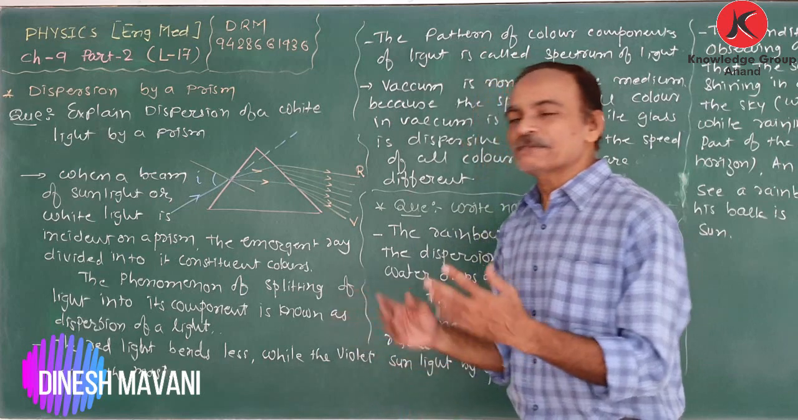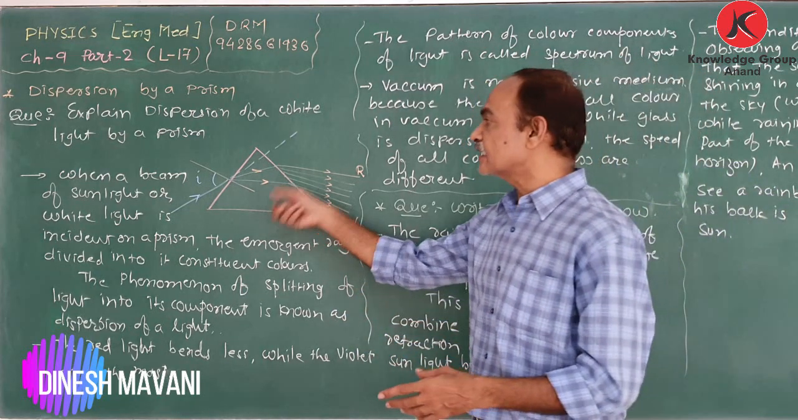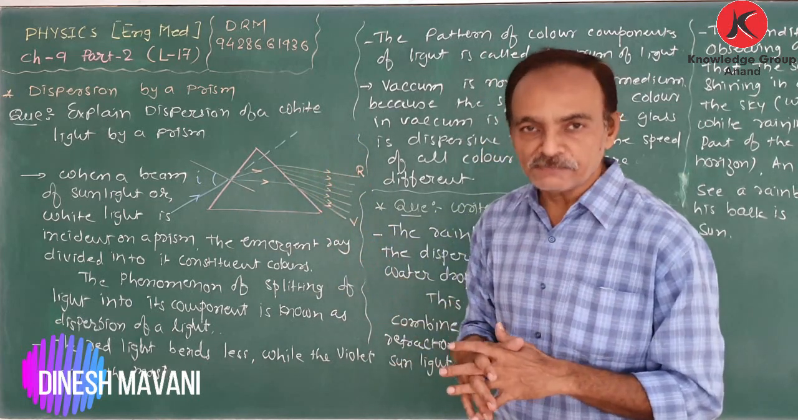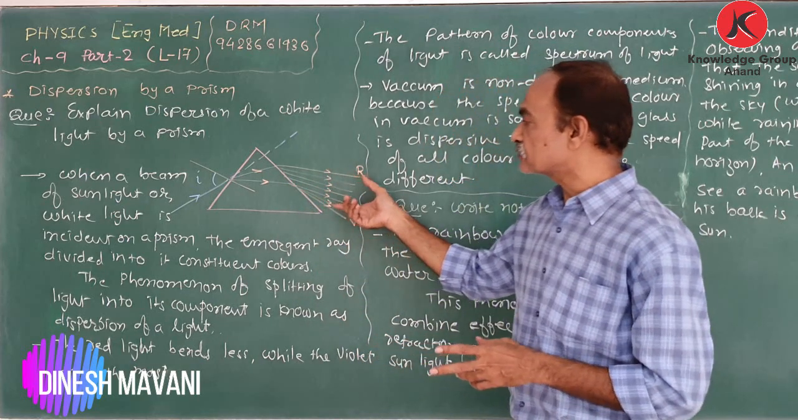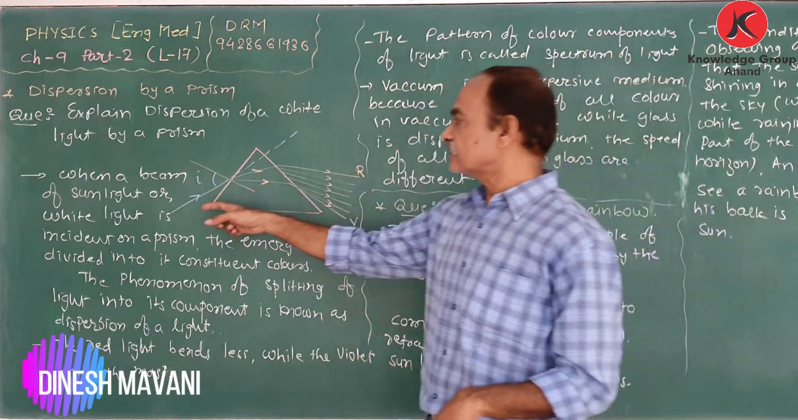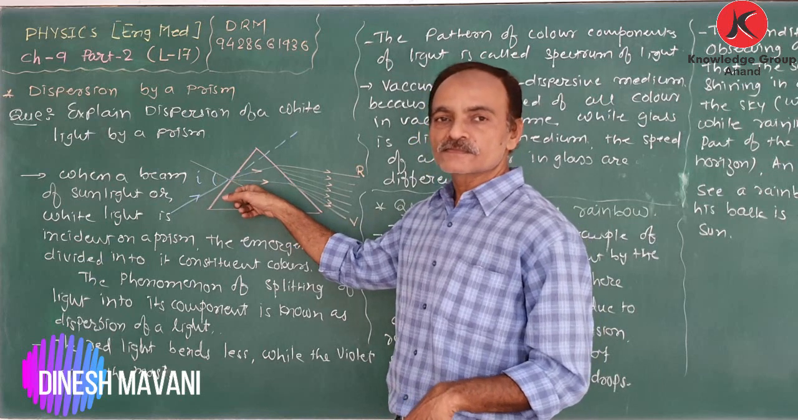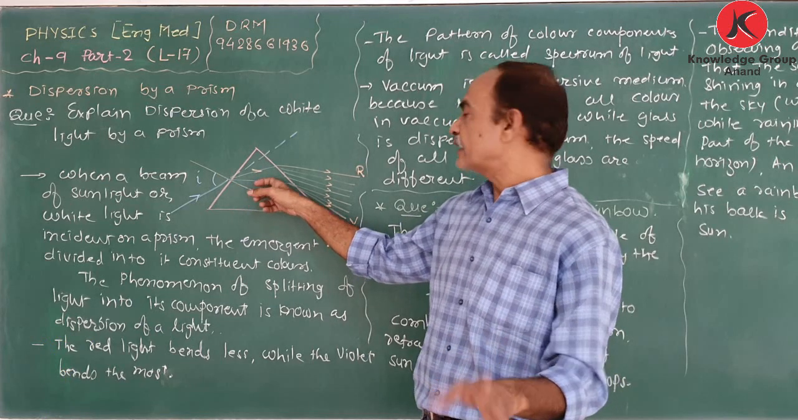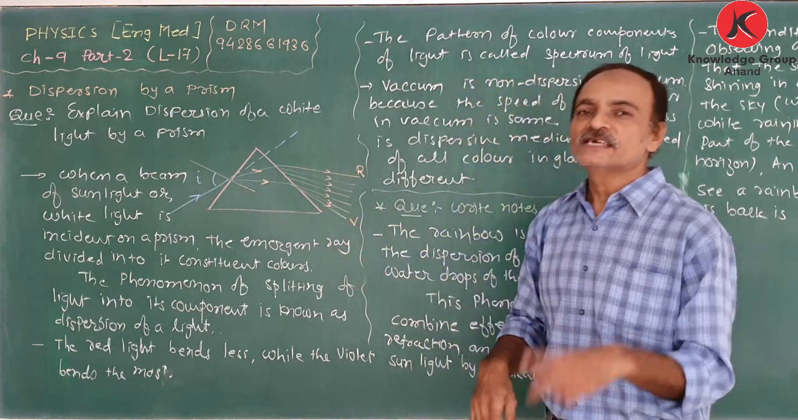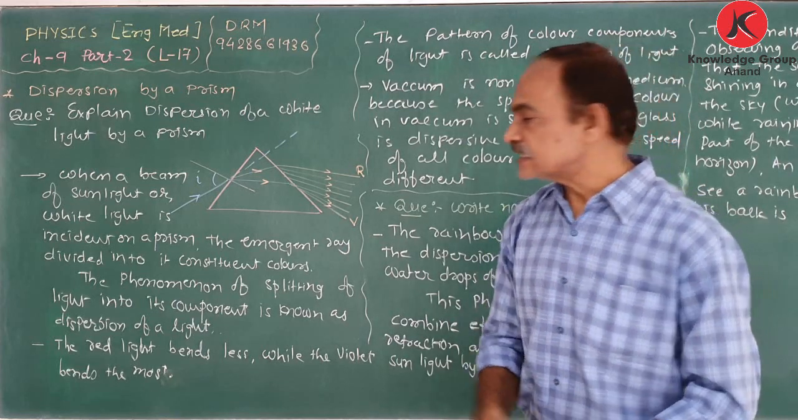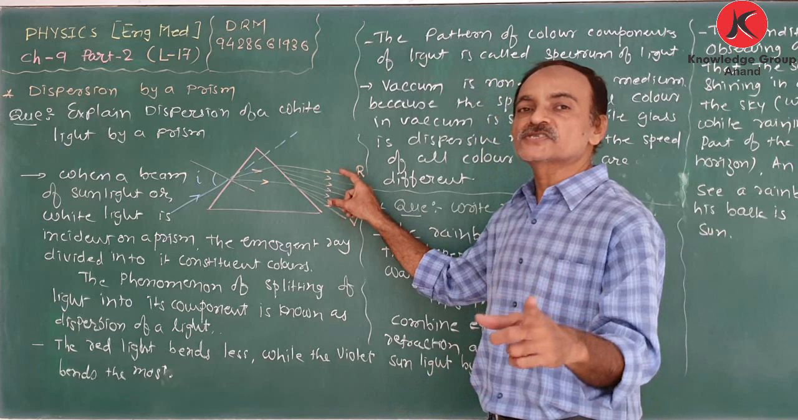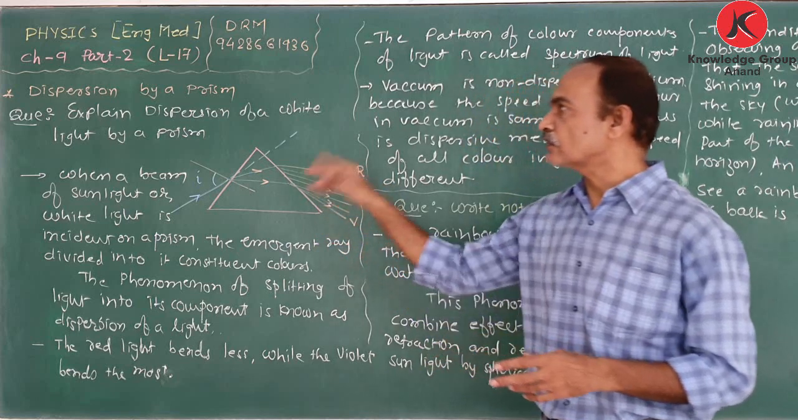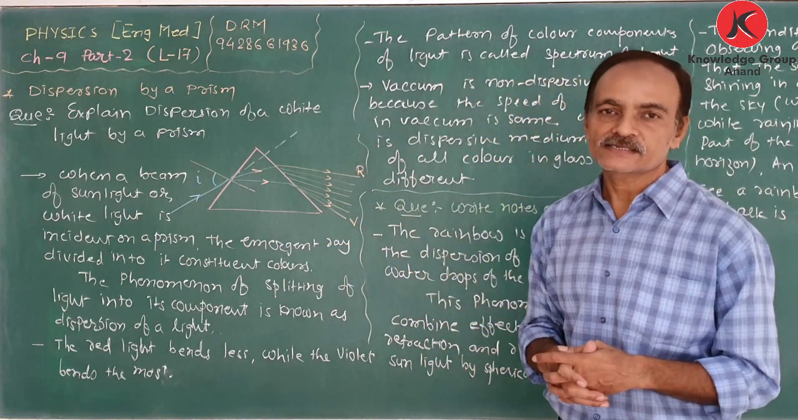Okay. So what happens when white light or sunlight is incident on the prism? The emergent ray is not a single light beam. It is divided into its constituent colors. When the white light or the sunlight is incident on a prism, it suffers the phenomenon of refraction, and whatever light emerges out from the prism is not a single light, but gets divided into its constituent colors, the seven colors, red to violet. This phenomenon is known as the dispersion of light.